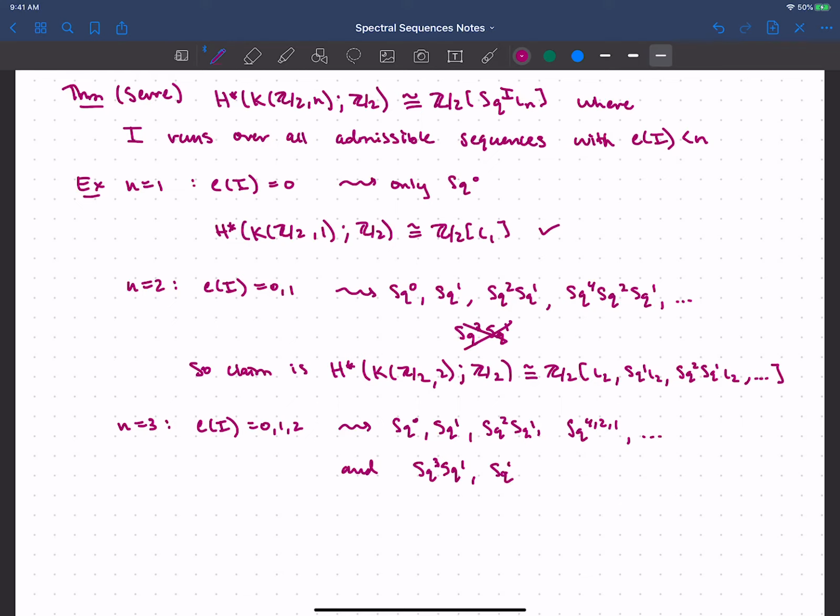We get things like square 4, square 2. It doesn't have to end in square 1, for example. Okay, so 4 minus 2 is 2, and so on. I'm not going to keep writing these out. I just wanted to point out that you do get some more interesting combinations, but they're still always going to look like these decreasing sequences because we've got that admissible condition.